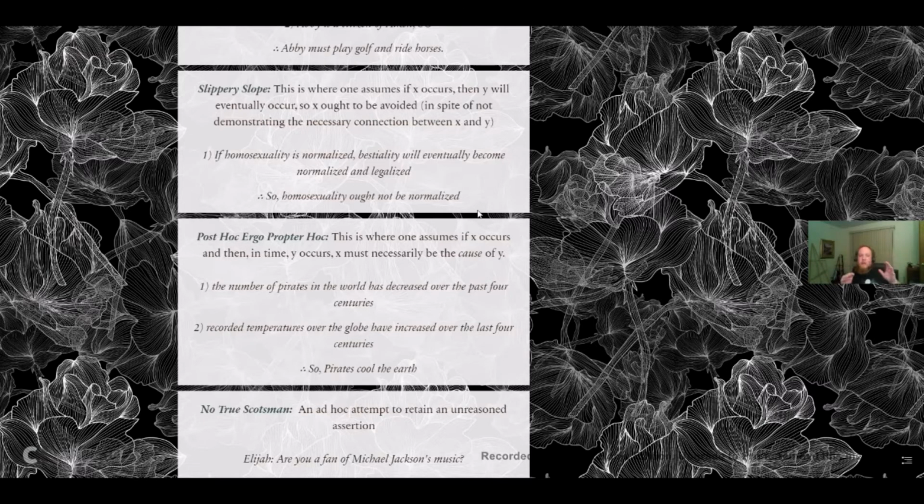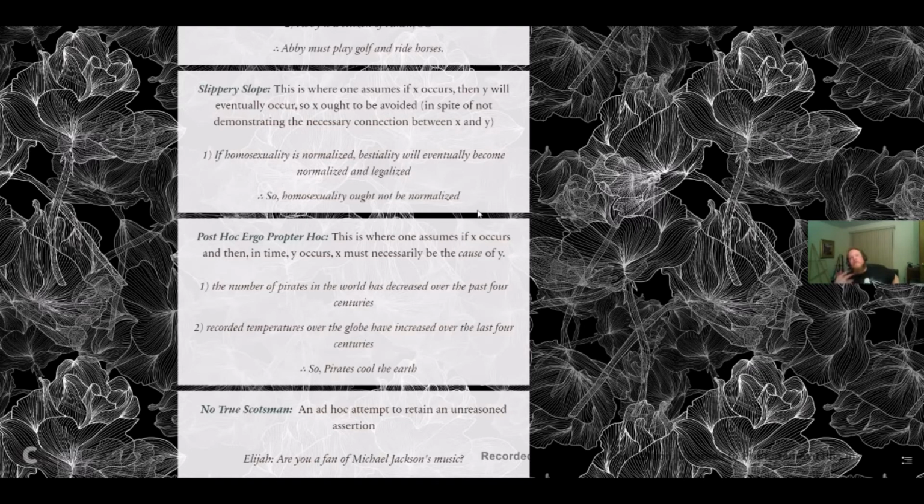That's the fallacy. You say there must be a connection. And so here, correlation doesn't equal causation. You take two things that happen in the world and you say they must be connected somehow, even though you have no way of demonstrating their necessary connection. Maybe somehow pirates do cool the earth. Maybe they do, but you haven't proven it.